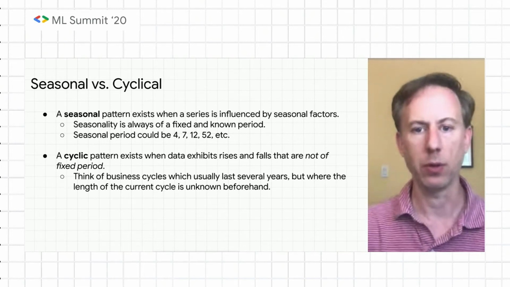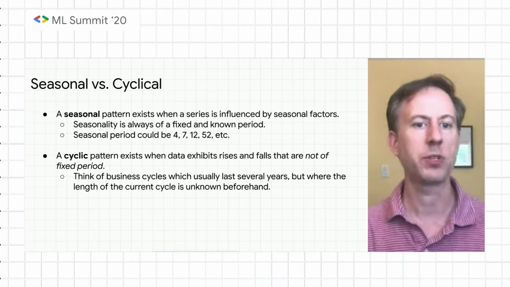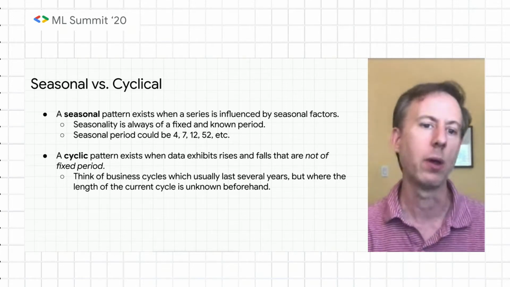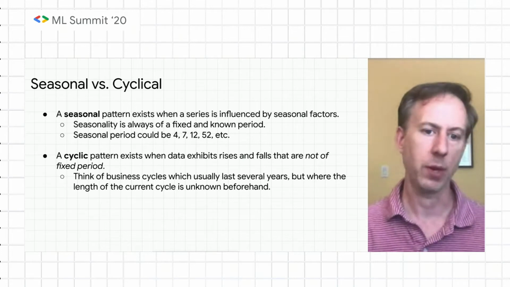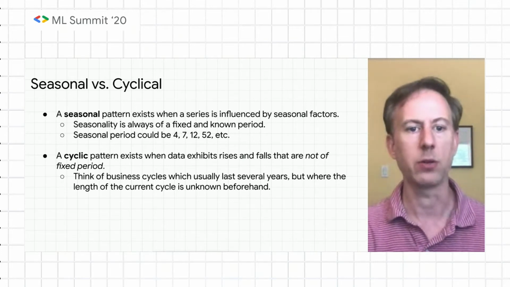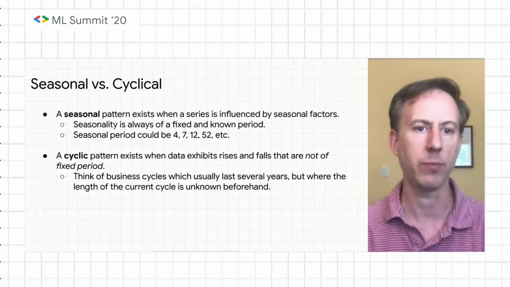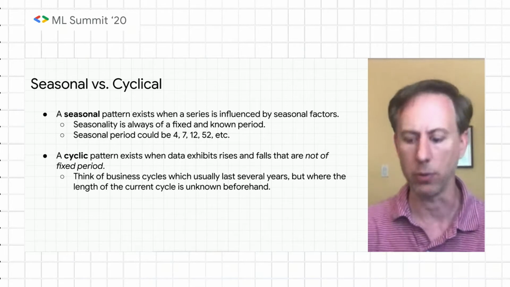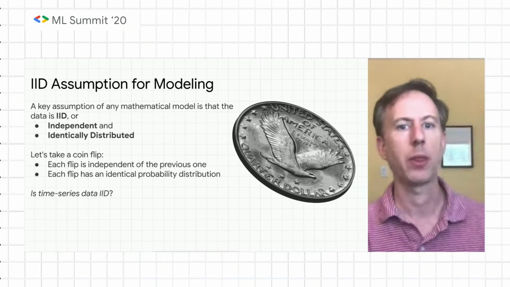Whereas with a cycle, there are rises and falls, ups and downs, but they're not predictable. An example of that is a business cycle, where you might have boom and bust periods. There are cycles, but they're not something we know ahead of time. So seasonality is something that's known.